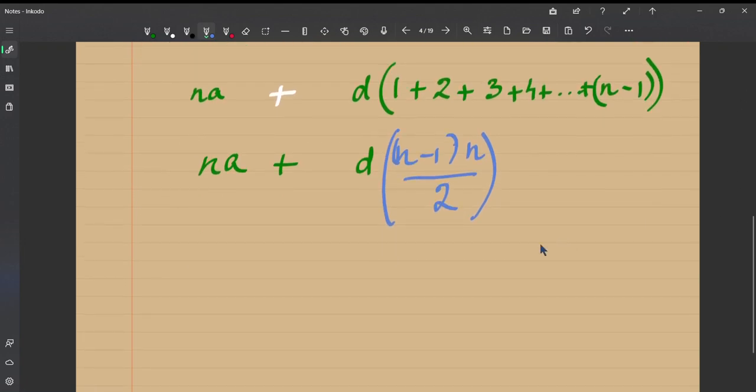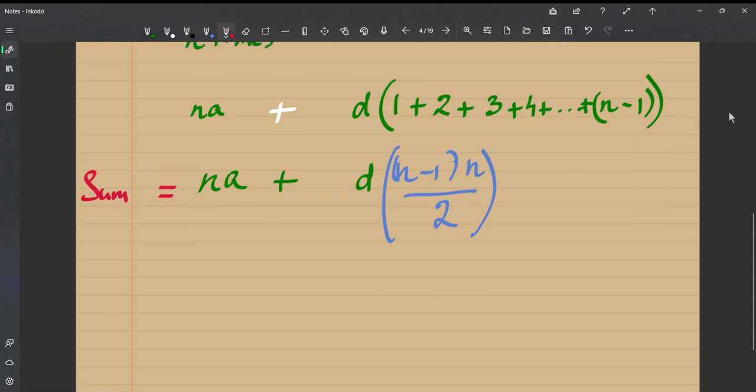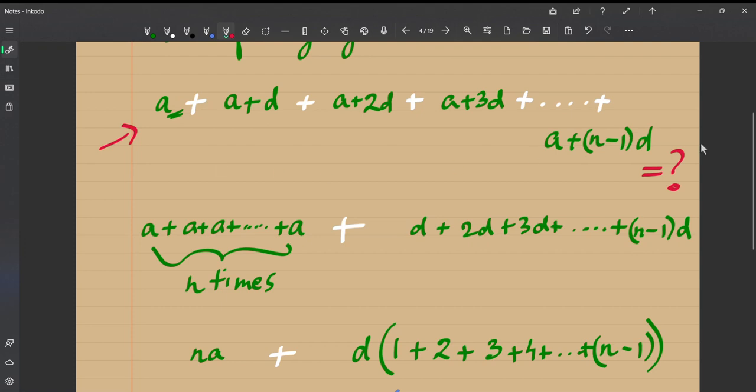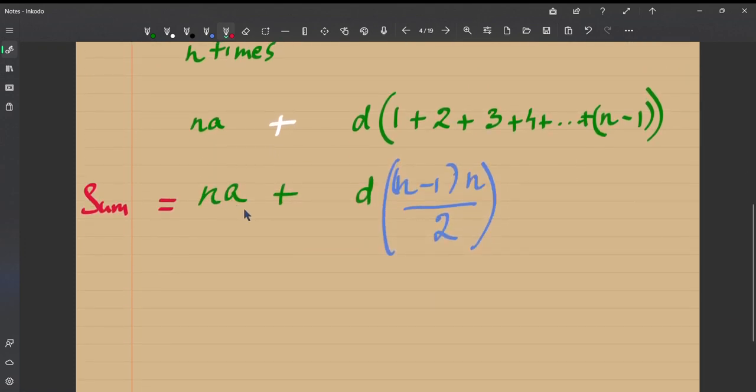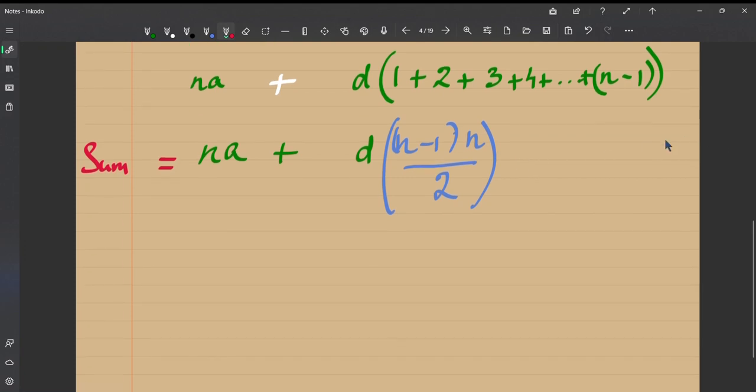So well, now what do we have? We have an equation for the sum of the arithmetic progression, the whole sum we had up here, in terms of a, d and n, and it's just an explicit formula. So we are done with this derivation.